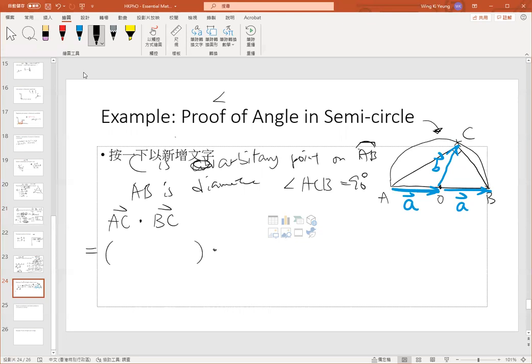Can you try to express vectors AC and BC in terms of vector A and vector B, these two vectors? I'll give you just 1 minute to do it. If you like, you can type your answer in the chat.